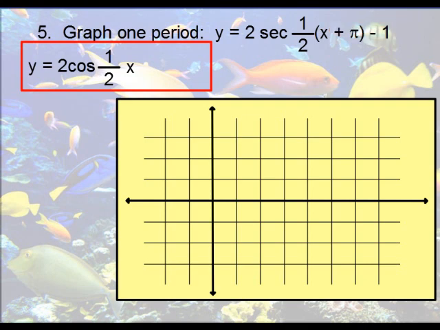First, focus on the amplitude. The amplitude is 2, which means it's going to go as high as 2 units and as low as -2 units. As for the period, the period is going to be 2 pi divided by 1/2. Now, when you divide by 1/2, remember that's the same thing as multiplying by the reciprocal. So what we get for that is 4 pi.